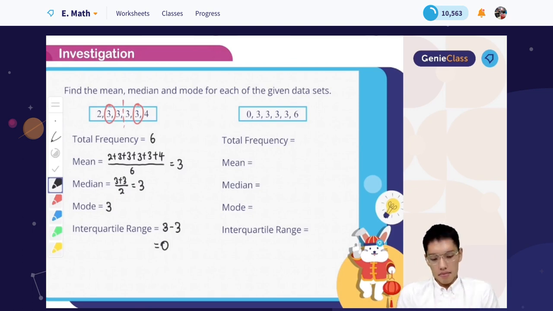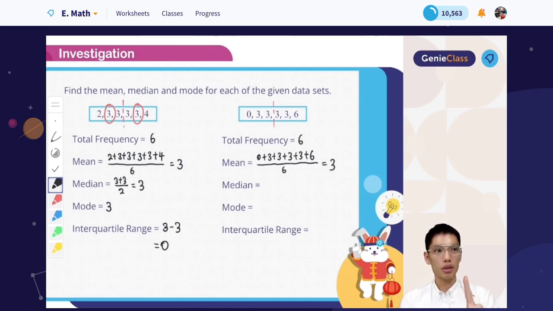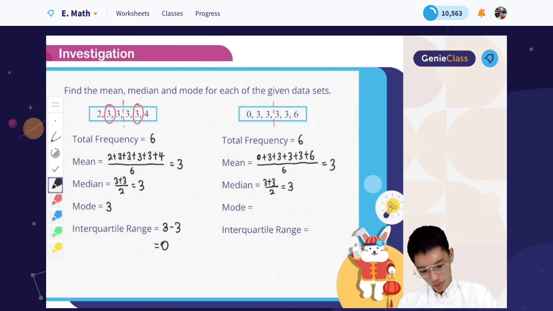Okay, in fact, it's a totally different data set. Total frequency here is 6. Okay, I'm not going to bore you all. Mean, just add them all up. 0 plus 3 plus 3 plus 3 plus 3 plus 6, sorry for that, it's not very nice, 9 over 6. This is going to be 3. Okay, carrying on my median, you realize it's going to be the same, 3.5 position. Then my value is not 3.5. I'm saying the 3.5 position, which is just 3 plus 3 over 2, which is 3. Mode here, as you all can see, is 3 as well.